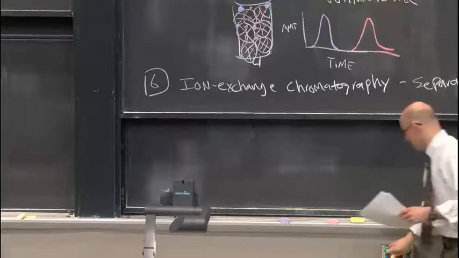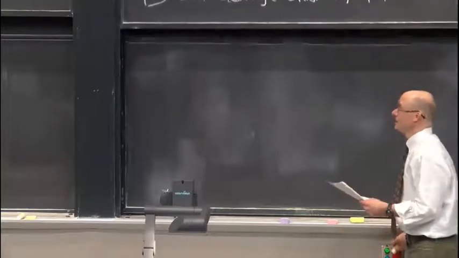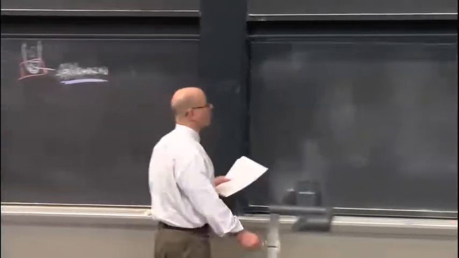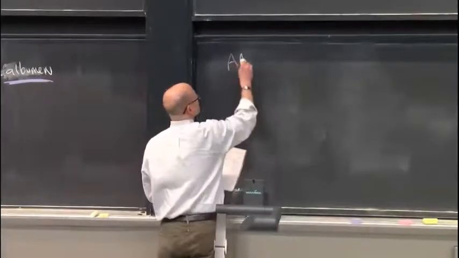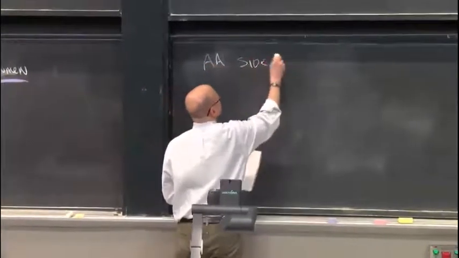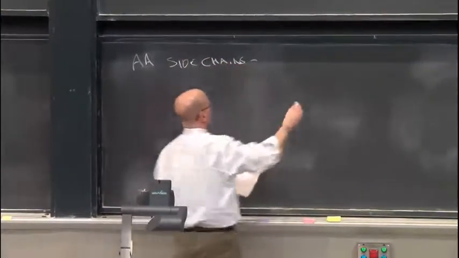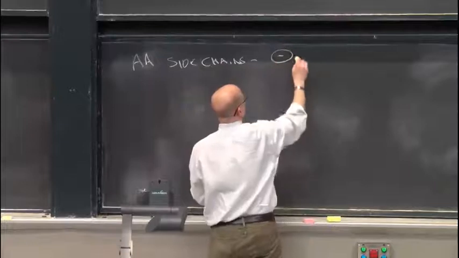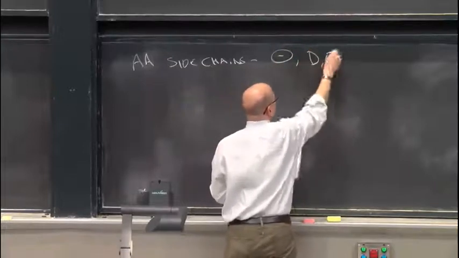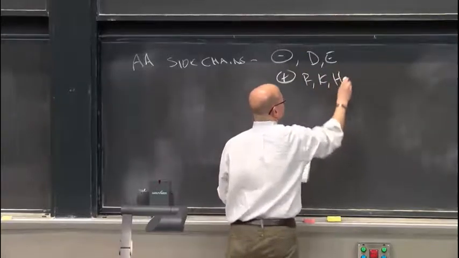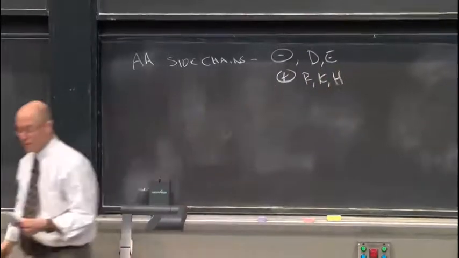Now you'll remember that proteins, the amino acid side chains, some of them are negatively charged and some of them are positively charged. We all agreed that the amino acid side chains were a mixture of positive and negative charges, as well as all the others that we went through. And the ones that are negatively charged are what? Aspartate and glutamate. And the ones that are positively charged are going to be arginine, lysine, and histidine. And different proteins will have different amounts of these.